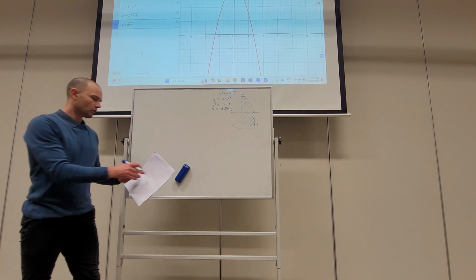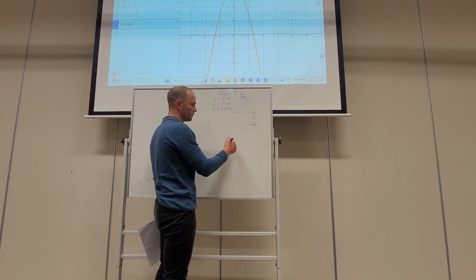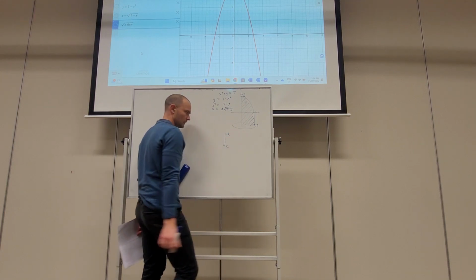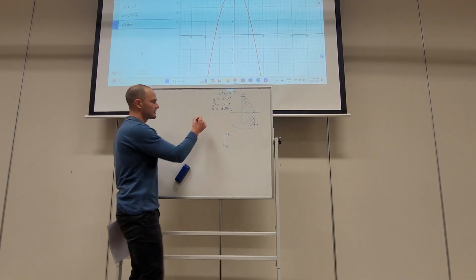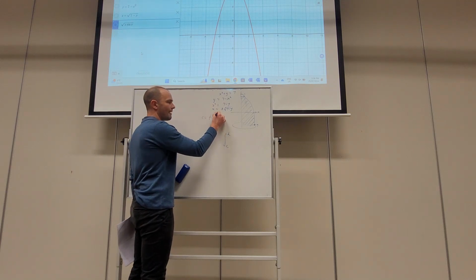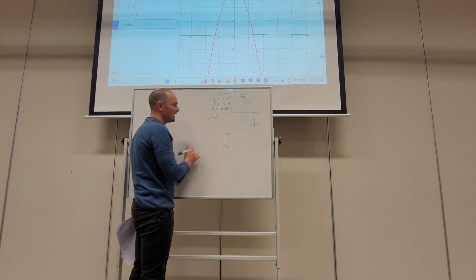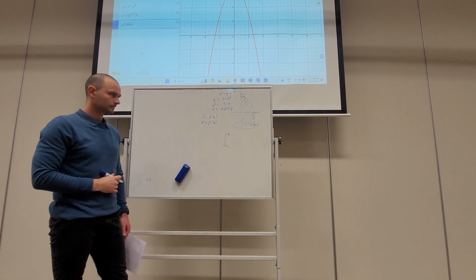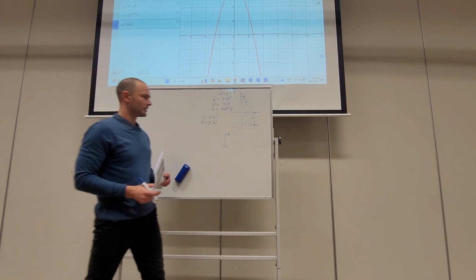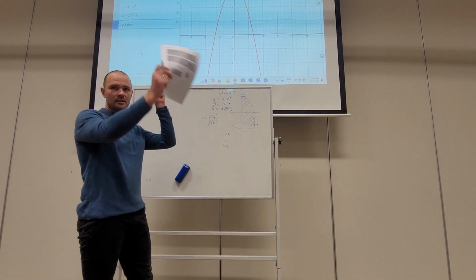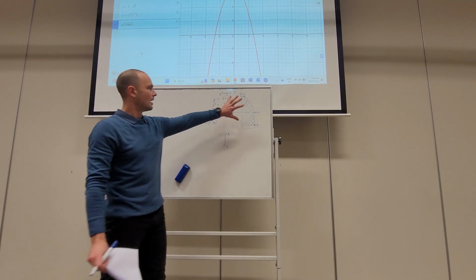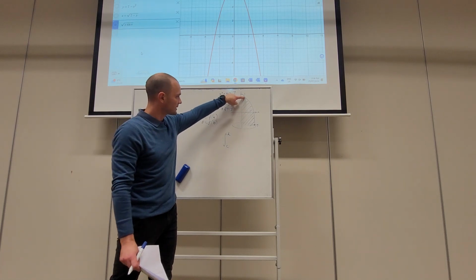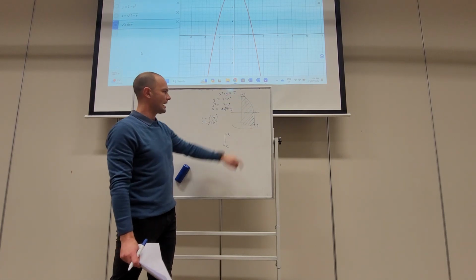So the formula for this: we're going to integrate from c to d, where c is equal to the y value at x is a, and d is equal to the y value at x is b. So you know how we integrate from x is 1 to x is 7. That's going to be our c value, and that's going to be our d value.